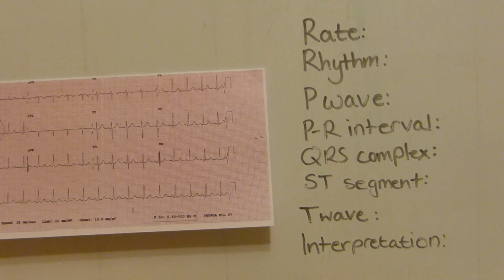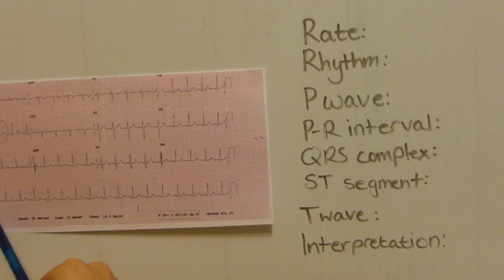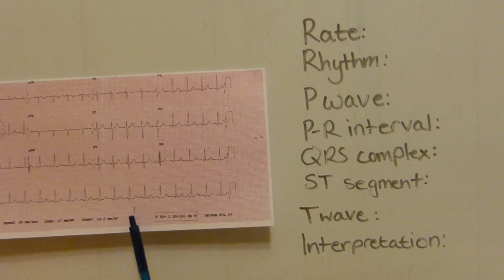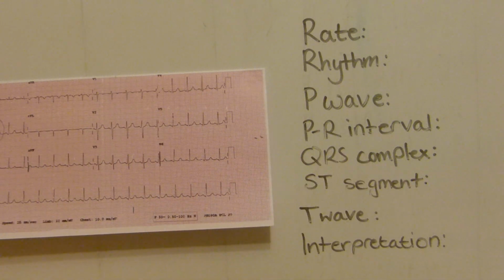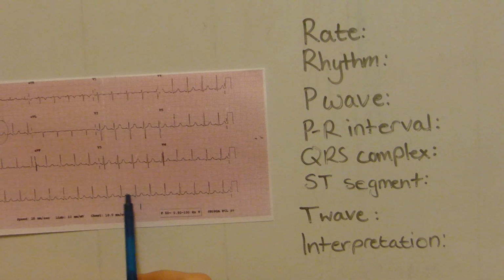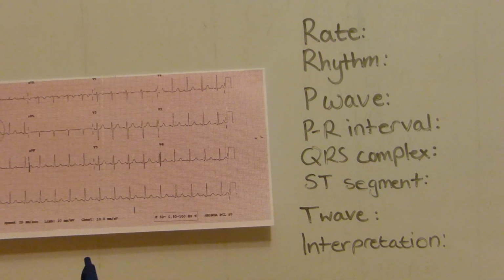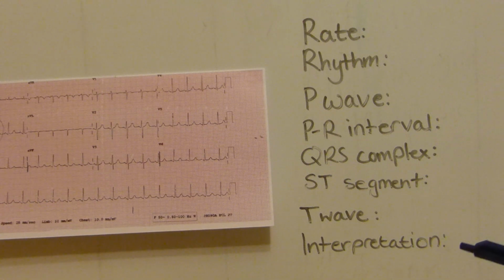This can be achieved by counting the large boxes, 30 of them, to a point here. The purpose of this is that each large box is 0.2 seconds. 30 of these boxes will make up 6 seconds. 6 seconds times 10 is 60 seconds, which is a minute. So if we work out how many QRS complexes occur within this 6 seconds and multiply this by 10, then this will give us our beats per minute for the rate.